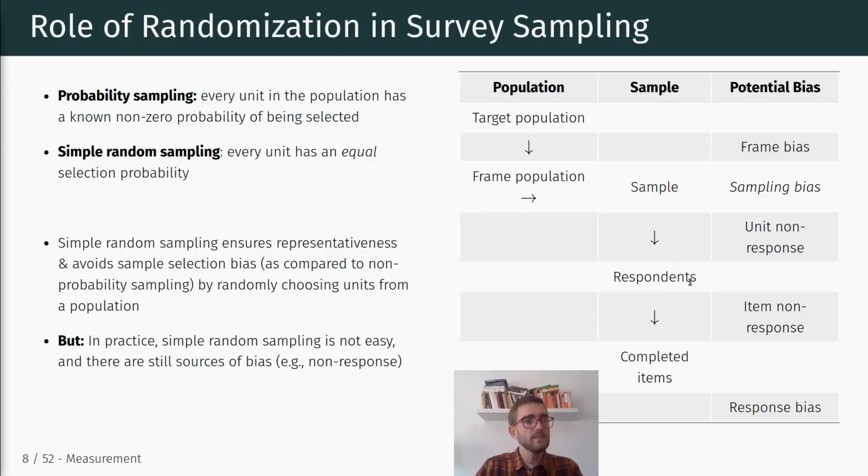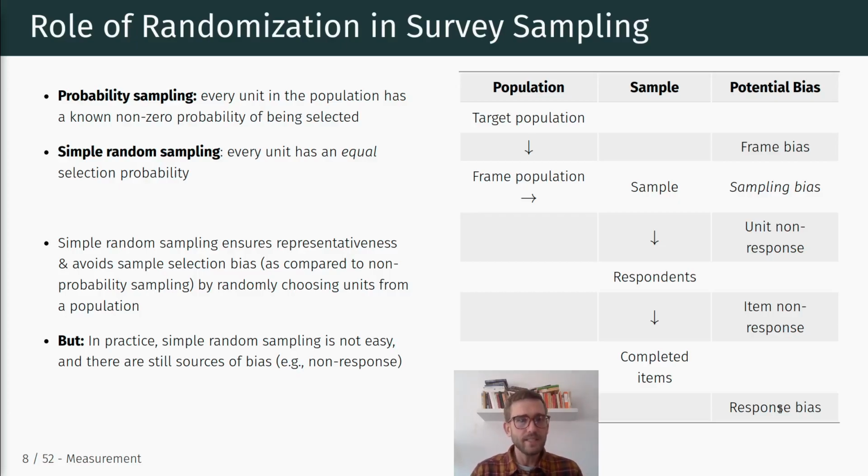But then we have our respondents, and even if we have our respondents, they might not be willing to answer certain questions. For example, if these questions are sensitive, or if there's social desirability and things like that. If those are sensitive questions, they might not respond to individual questions, so that's an additional source of bias. And then we have our completed items, the items that were actually filled out, and still there can be bias, namely response bias, if there's something like social desirability, if they're lying about the answer, if they're embarrassed about certain aspects and things like that.